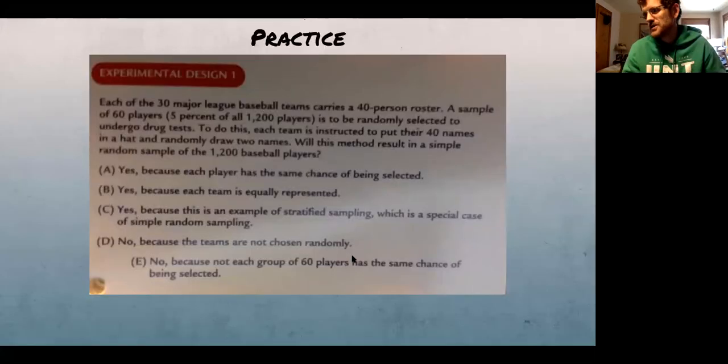We are 0 for 16. I gotta say, that's okay. Better to have everyone miss this problem now. Ooh, 0 for 17 now. All right, let's think about this.